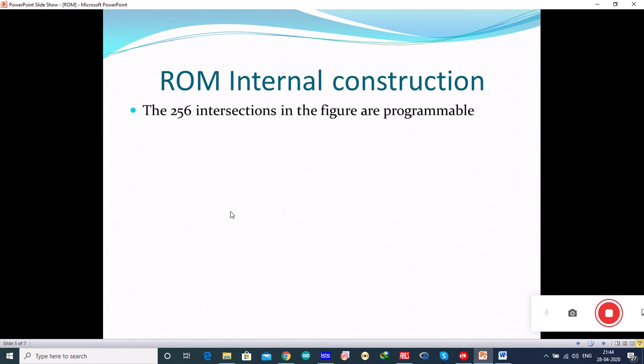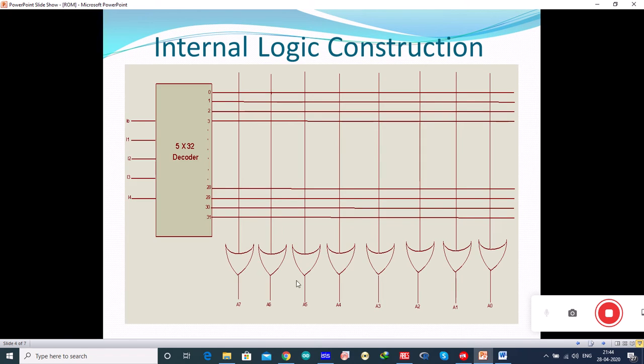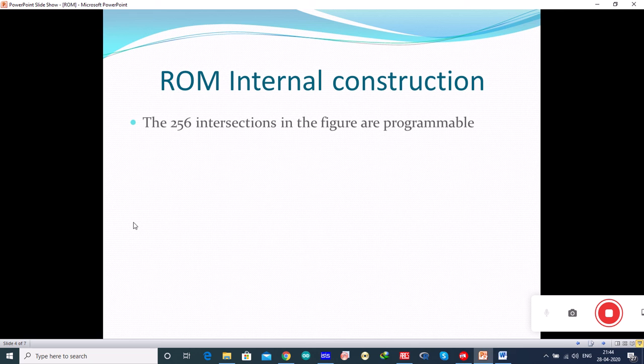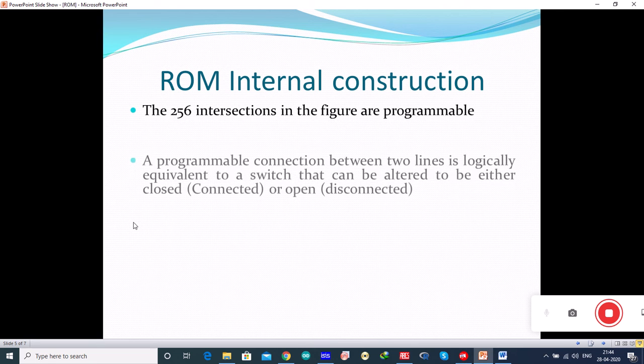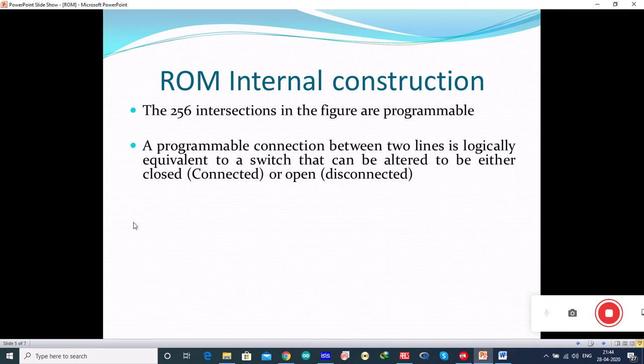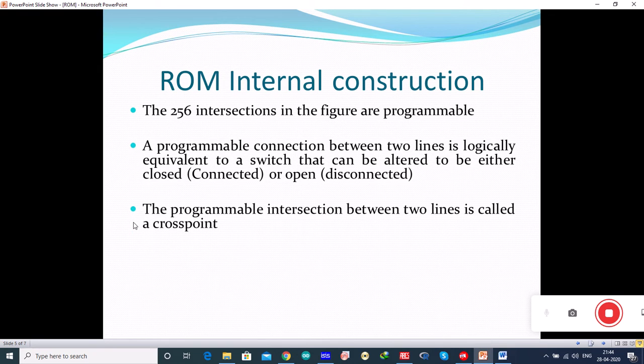The 256 intersections in the figure are programmable. You can see here there are a total of 256 intersections which are programmable. A programmable connection between two lines is logically equivalent to a switch that can be altered to either closed, that is connected, or open, that is disconnected. The programmable intersection between two lines is called a cross point.